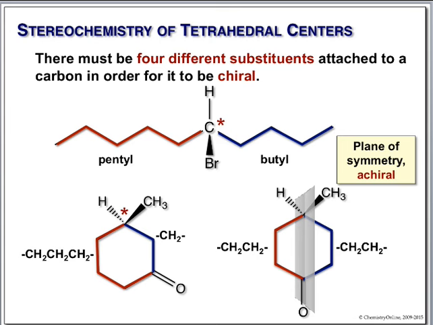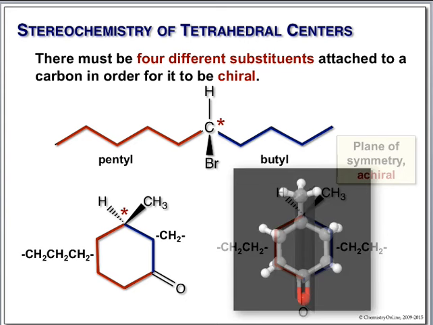If we put a mirror down the middle, this half of the molecule and this half would reflect. Now remember, the methyl is supposed to be coming straight towards us, hydrogen straight back, so those actually reflect too. Because we have a plane of symmetry, we say that this molecule is achiral. Achiral means it is not chiral. This has a chiral center, this does not.